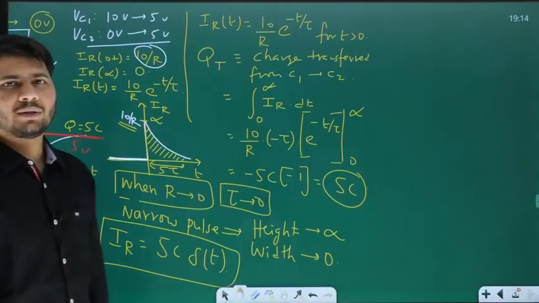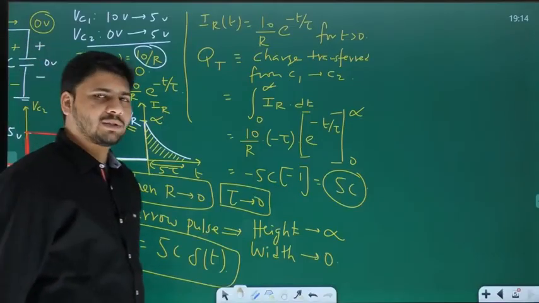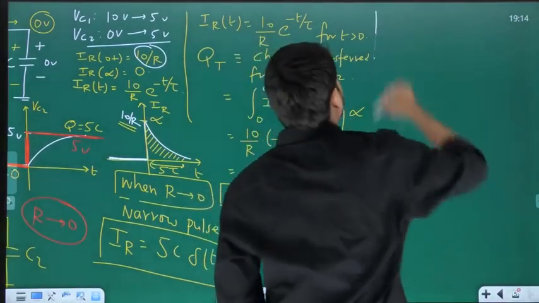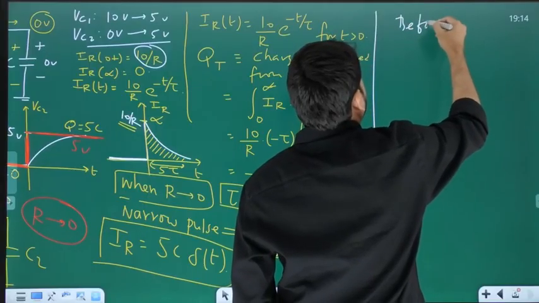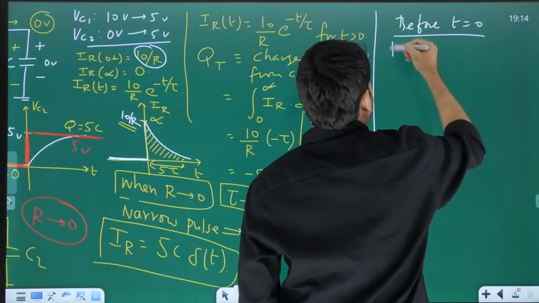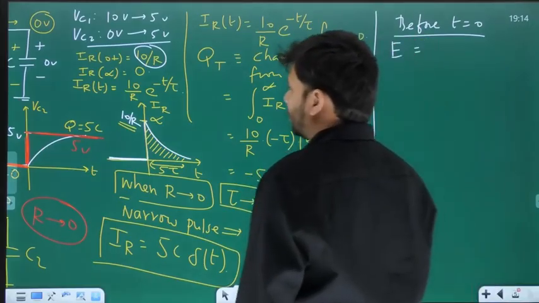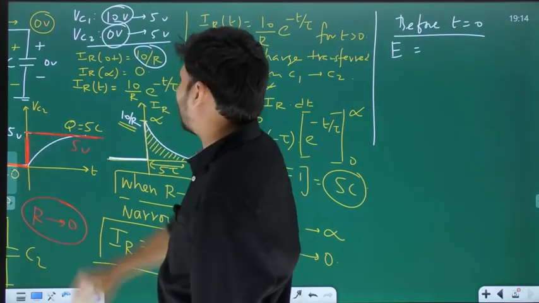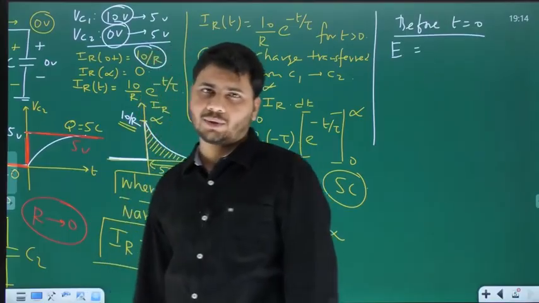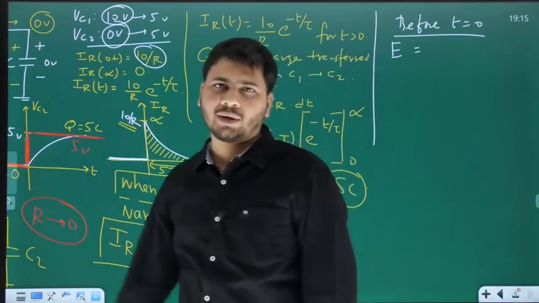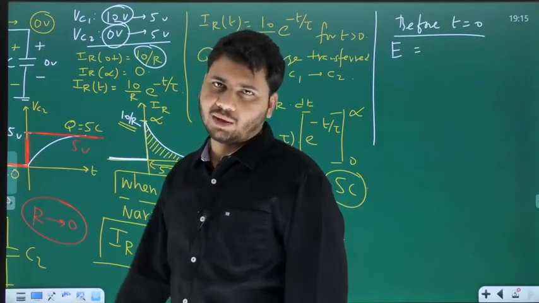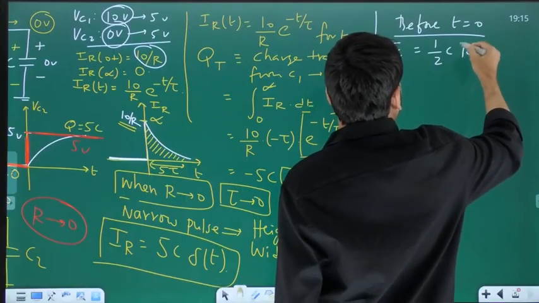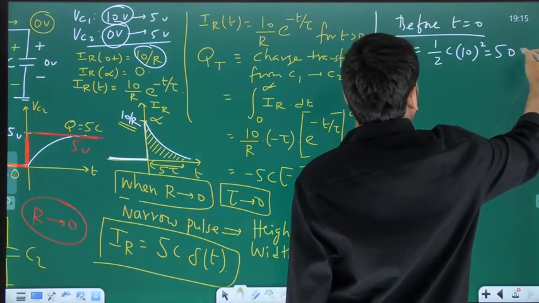Okay, in the same example, what is the energy stored in both the capacitors before the switch is closed at t equal to 0? Look at this. Before t equal to 0, what is the energy stored in both the capacitors? Before t equal to 0, Vc1 is 10. Vc2 is 0. So obviously no energy is stored in C2, and there is some energy stored in C1, and that will be half C V square. Is it not half into C into the voltage squared, which is 10 squared, which is 50C?